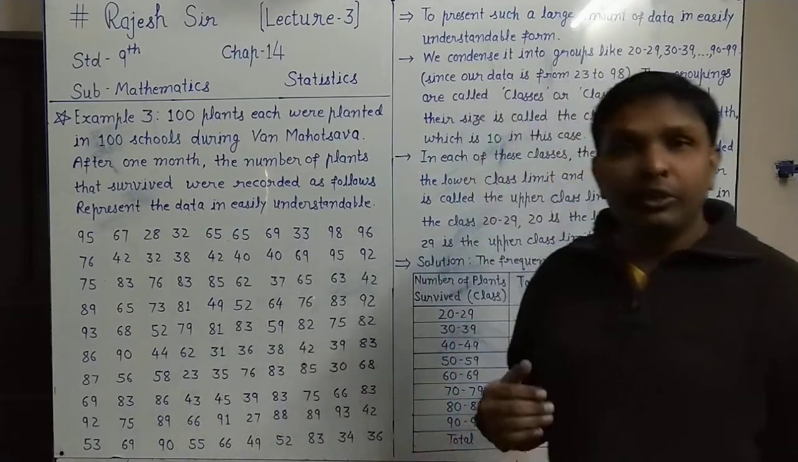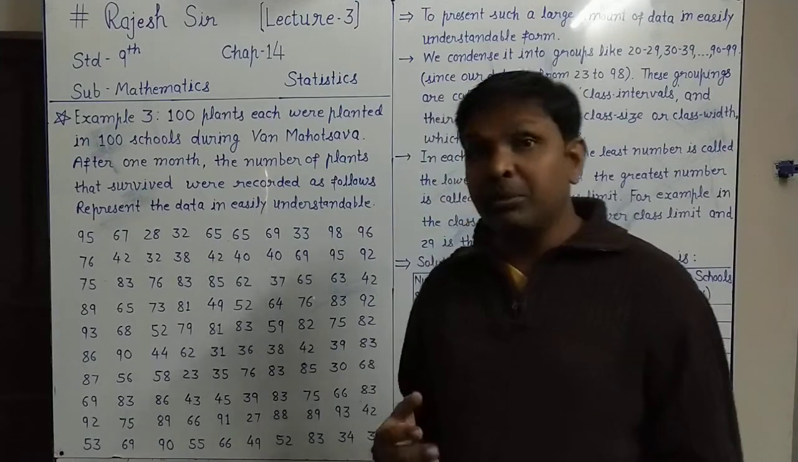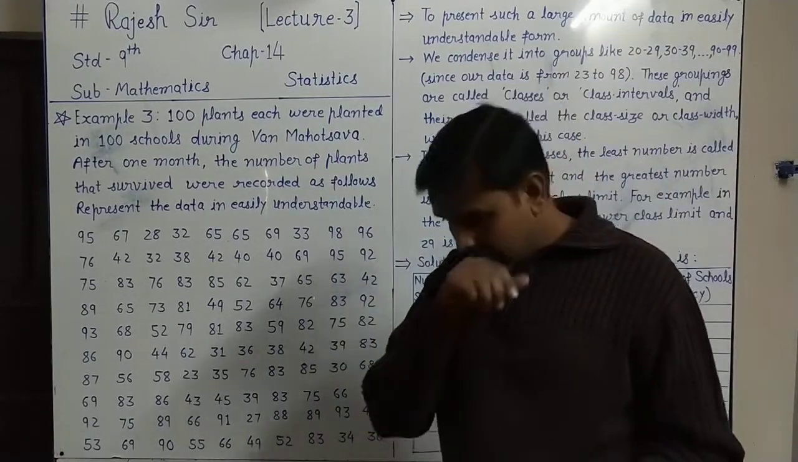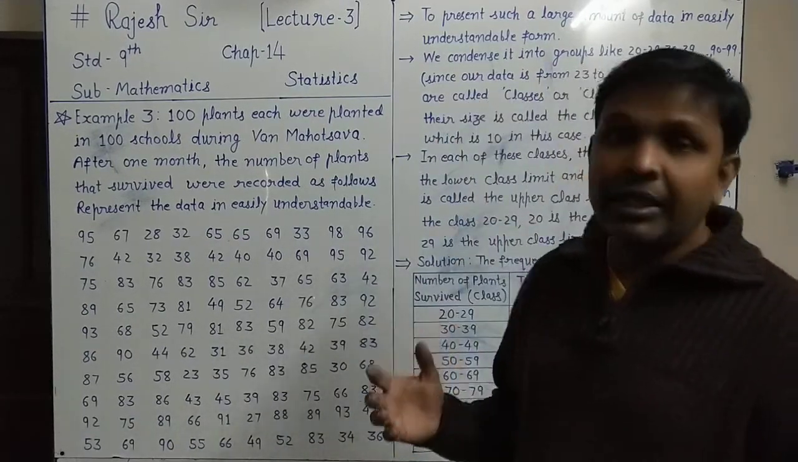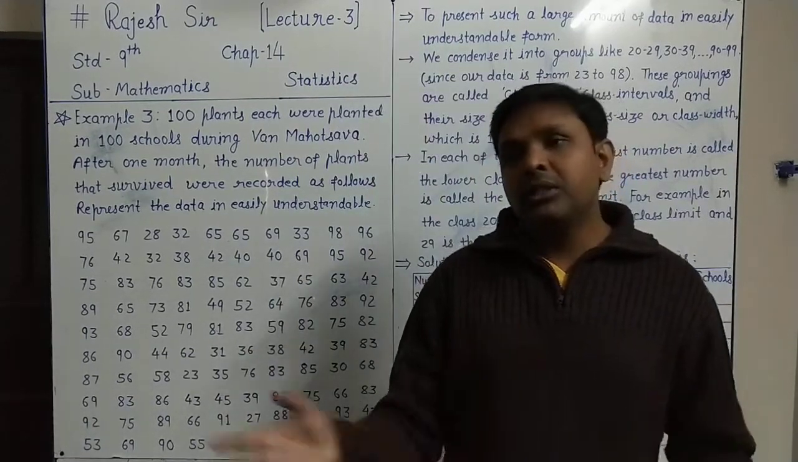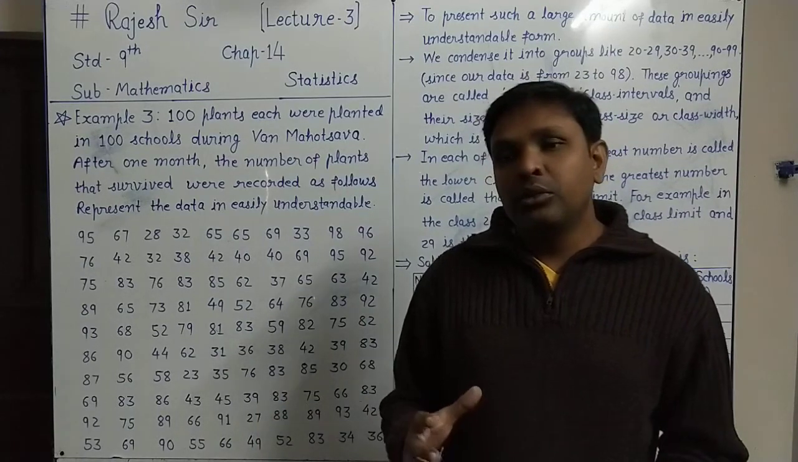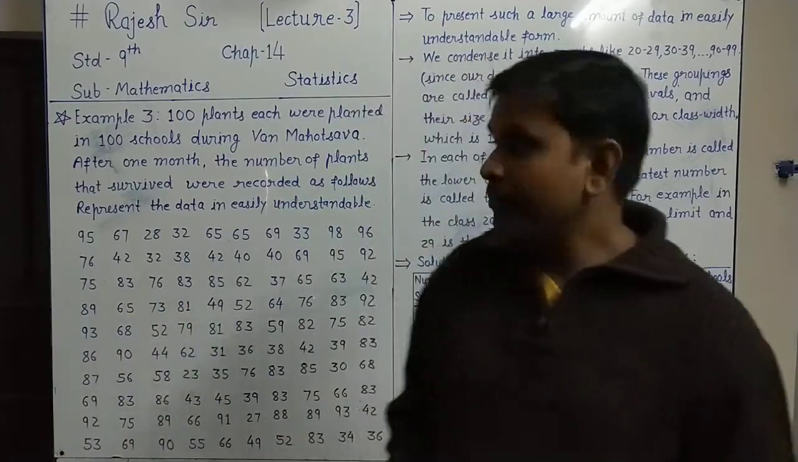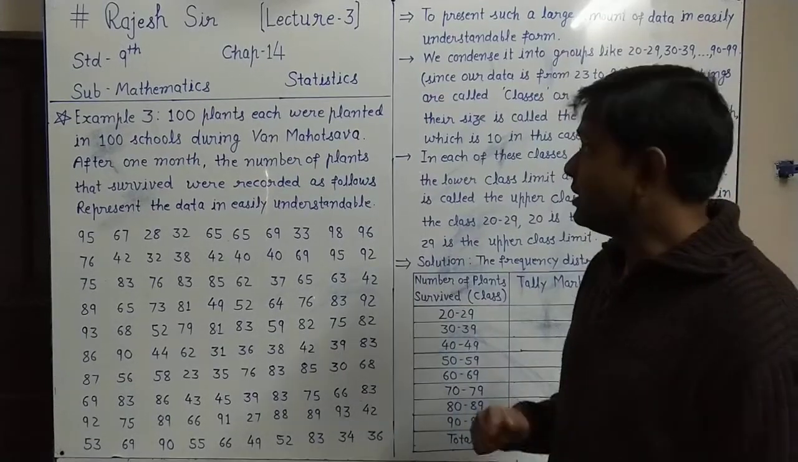In examples 1 and 2, we saw in the last lecture the topic of representation of data. Data is represented because, if it is not in an easy form to understand, if it is given as raw data, like when we collect it from somewhere, we need to represent it so the reader can understand it. That type of examples we have done in 1 and 2. Now the third example is here.